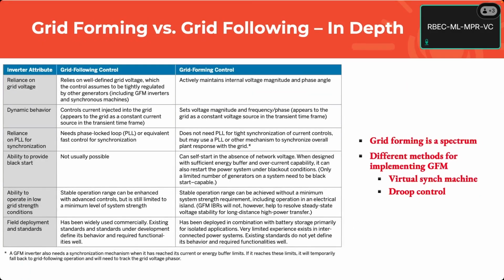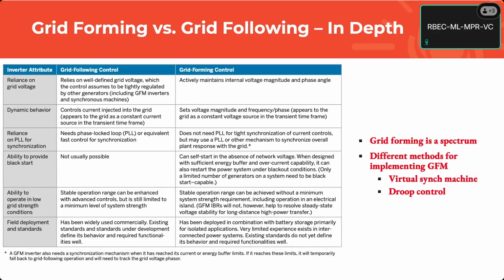The other very important thing is that grid forming is like a spectrum. There's no perfect grid forming. There are a lot of grid forming behaviors, some of which can actually be done with grid following. Like fast frequency response is a fast response. It may not be grid forming, but it's similar.